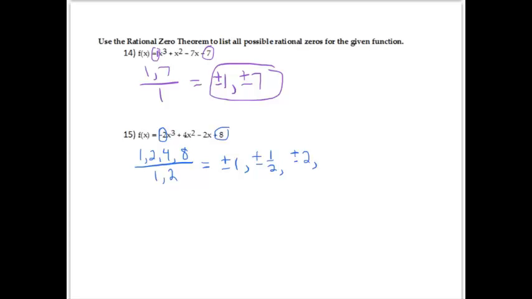So we already have that written down. 4 over 1 gives us 4. 4 over 2 gives us 2, which we already have written down. 8 over 1 gives us 8. 8 over 2 gives us 4, which we already have written down. So these are all of our possible rational zeros.